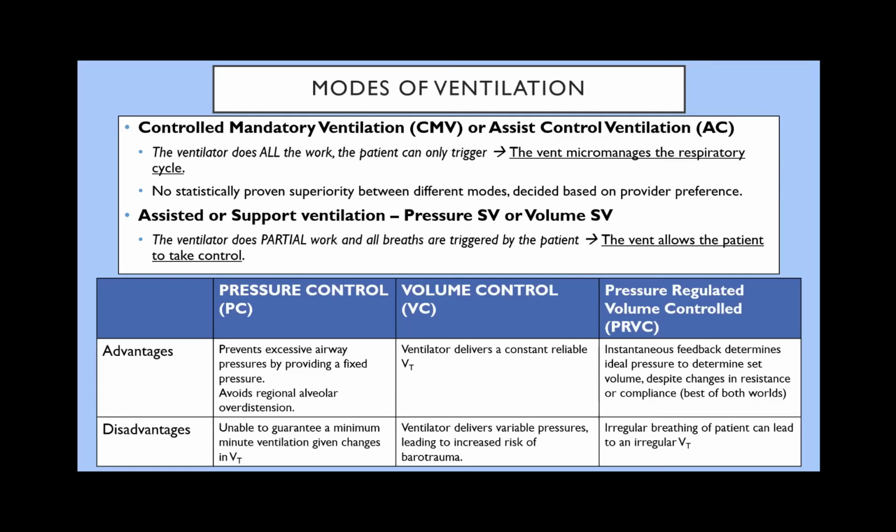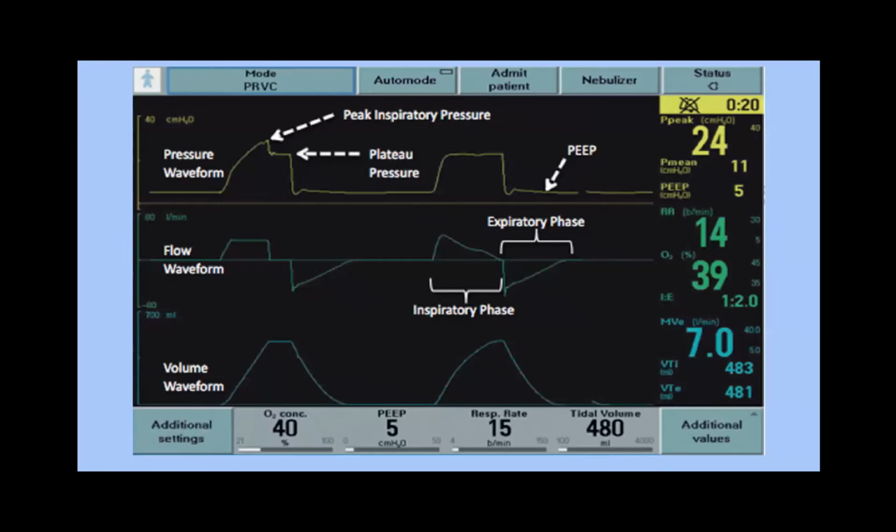The main difference between pressure and volume control, just so you have a good idea, is how we calculate the tidal volume. For pressure control, we set a pressure, whereas for volume control, we set a volume. And I'll give you more examples of that later.